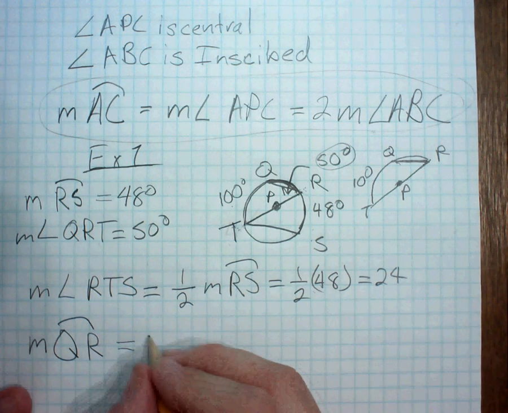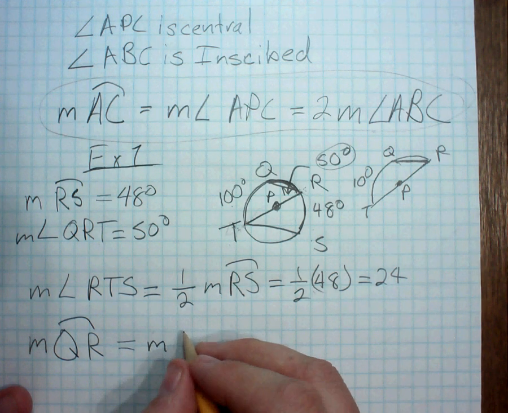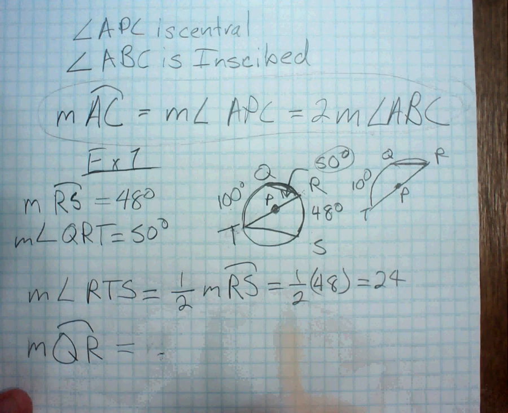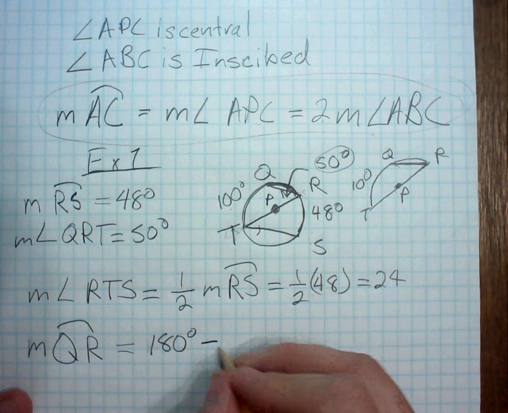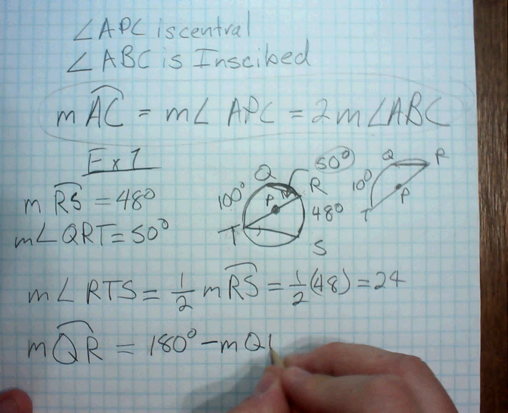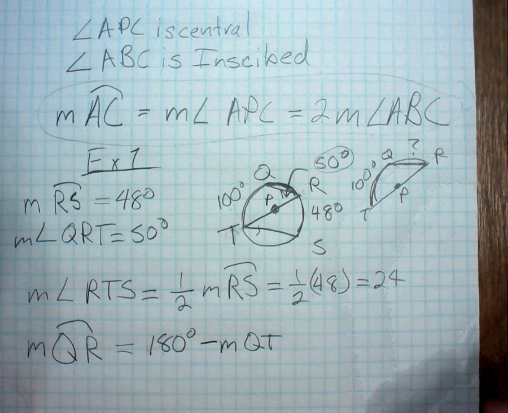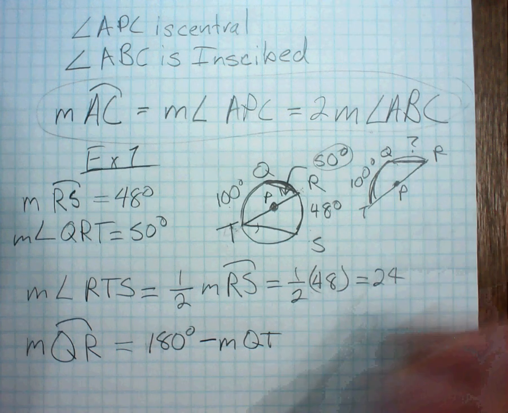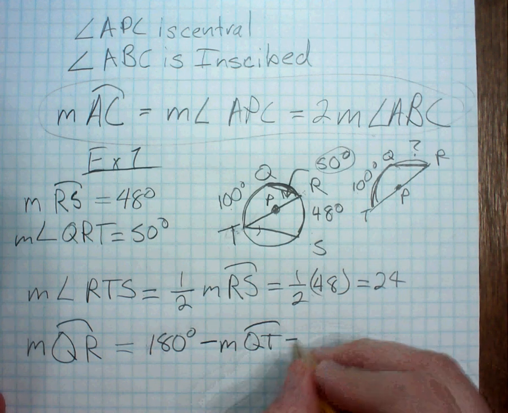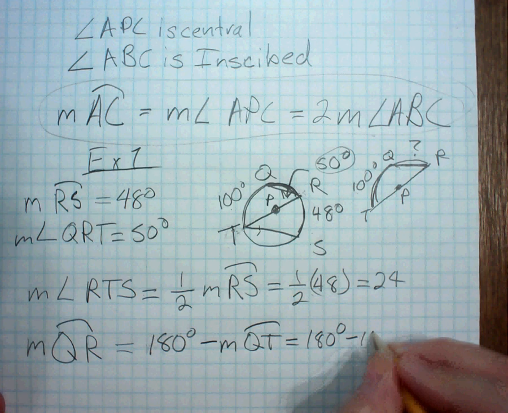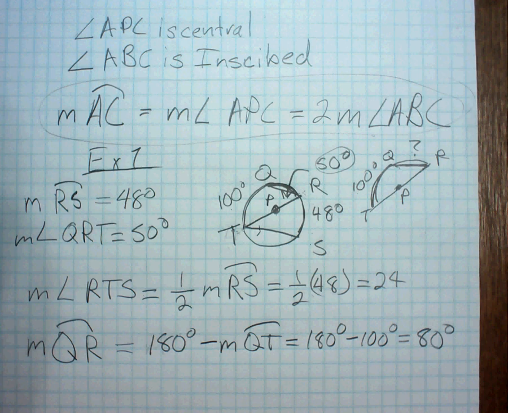So what I'm going to do is you just do it like this. You're just going to say 180 because it's a semicircle, minus the measure of QT. In other words, I know that this is 100 degrees, and to find the measure of QR, I need to make sure that it adds up to 180. So what I could do is say 180 minus 100. 180 minus 100 equals 80 degrees. And that's it. We're done.